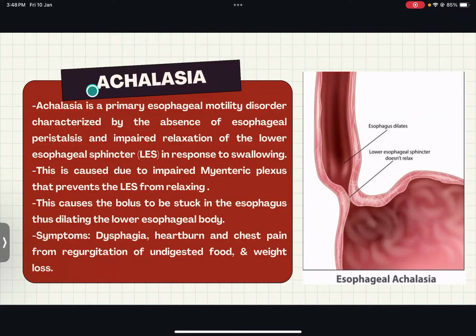And as I said, this will cause the bolus to be stuck in the lower esophagus. And if the food is stuck there for a long time, it will very sensibly cause the dilation of that part. Now, the way that they'll bring this case or scenario, they tell you that a patient presented to the clinic with dysphagia. What did we say dysphagia was?